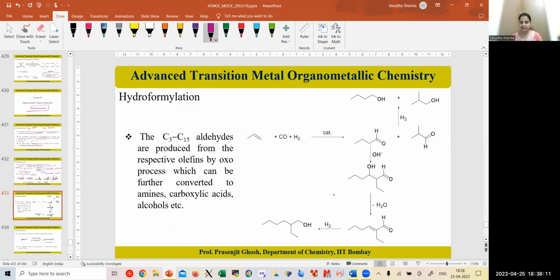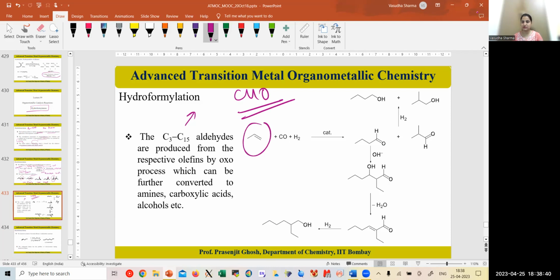In hydroformylation, C3 to C15 aldehydes are also produced. So we are not restricting ourselves to one particular CHO group only. It continues to give you almost C15 aldehydes from the respective olefins by the oxo process. Once the CHO group is there, we can reduce it to amines, oxidize it to carboxylic acid, or further reduce it to alcohols. So this is the way.